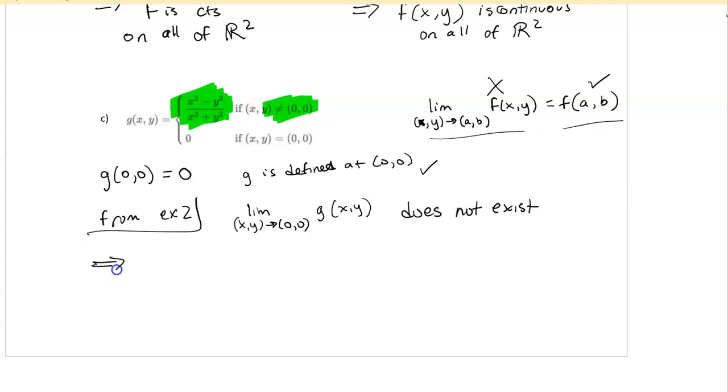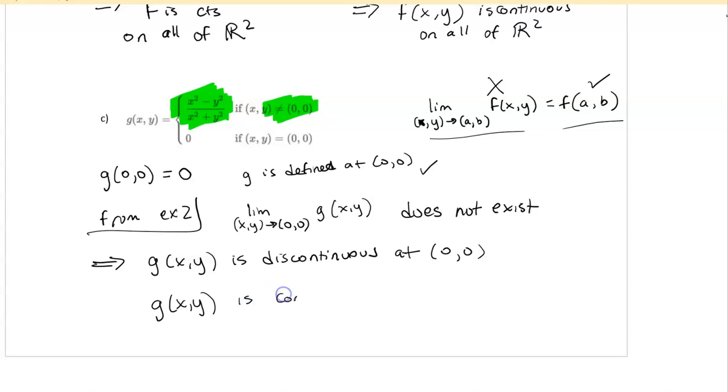So what can we conclude here? That g of (x, y) is discontinuous at (0, 0). So where can we talk about the continuity of g of (x, y)? It's going to be continuous everywhere else. (0, 0) is a problem, but everywhere else, g is continuous on its domain. And what is its domain? It's all ordered pairs (x, y) such that our ordered pair is not equal to (0, 0).